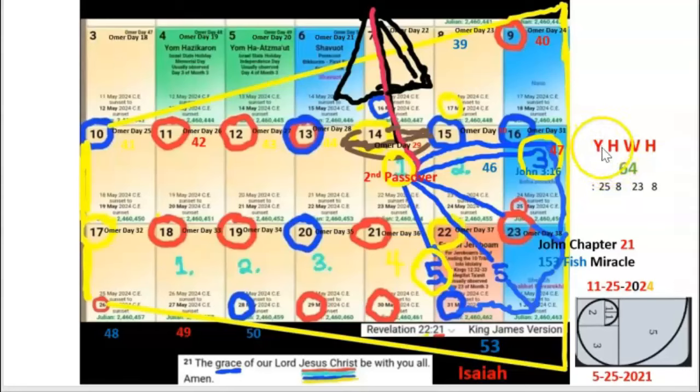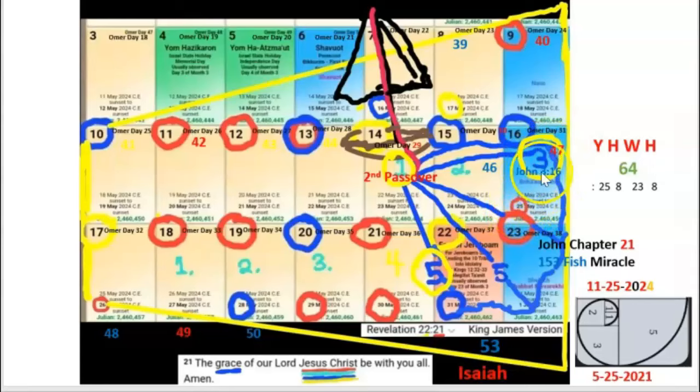Now, YHWH, the tetragrammaton for Yahweh, the result in simple gematria is 64. And look at this. If you read from right to left, just like in Hebrew, that would be 46. And look at this. You got 25, May 25th right here.